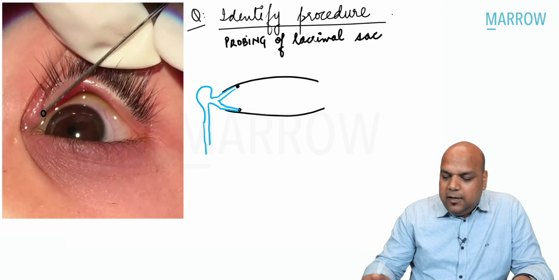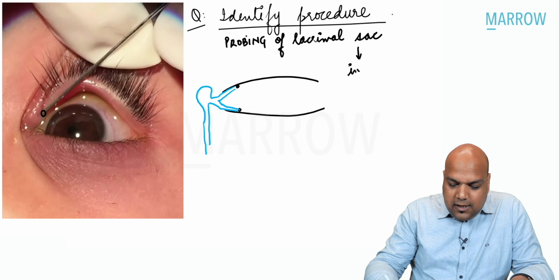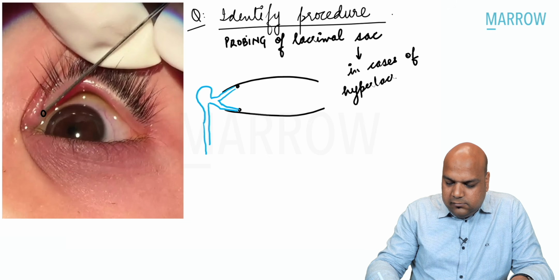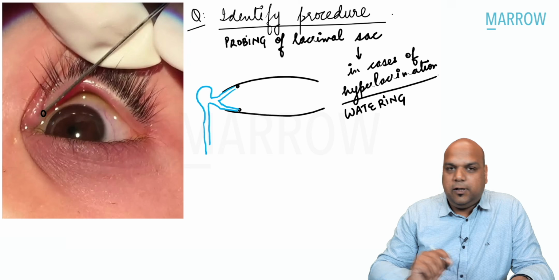When is this being done? Probing of lacrimal sac is being done in cases of hyperlacrimation. Or, if I can say in simple words, when the patient complains of watering of eyes. Now, when there is watering of eyes, what can be there?